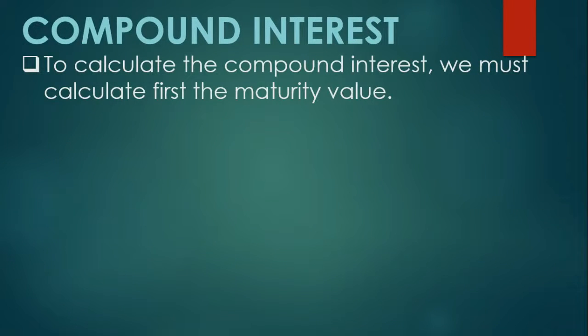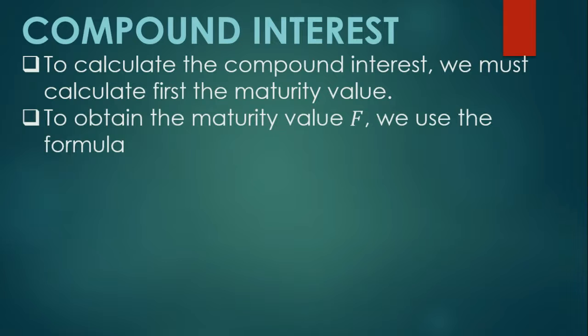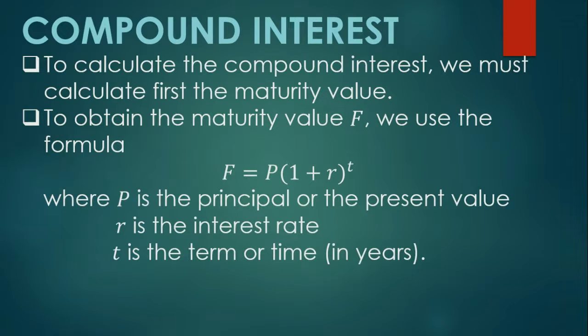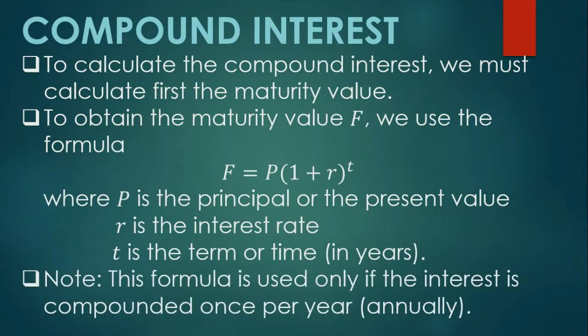To calculate the compound interest, we must calculate first the maturity value. Ano yung maturity value ulit? Maturity value yun yung future value. Yun yung pinagsamang principal at yung interest. To obtain the maturity value F, we use the formula F is equal to P times 1 plus R raised to T, where P is the principal or the present value, R is the interest rate, T is the term or time in years.